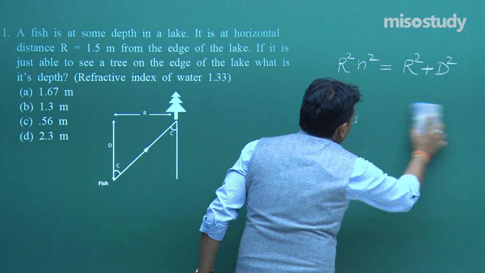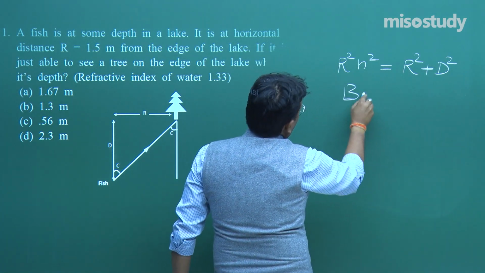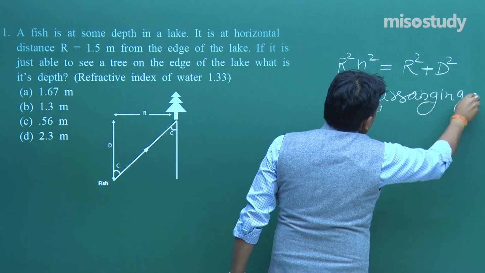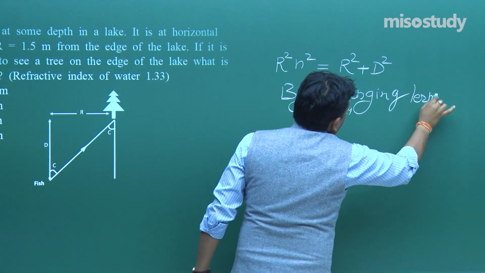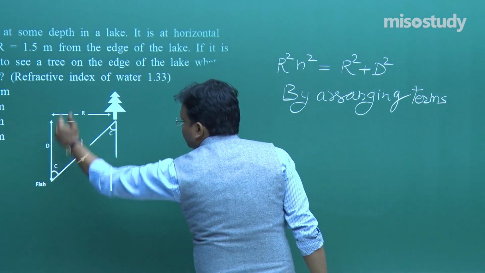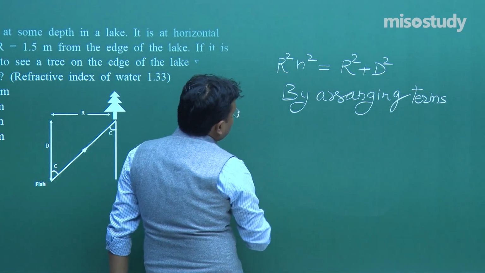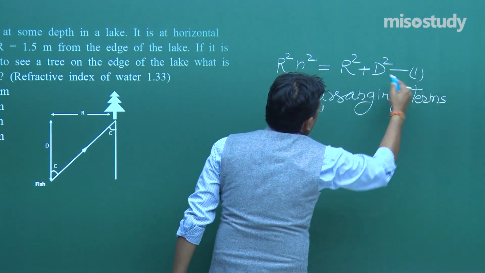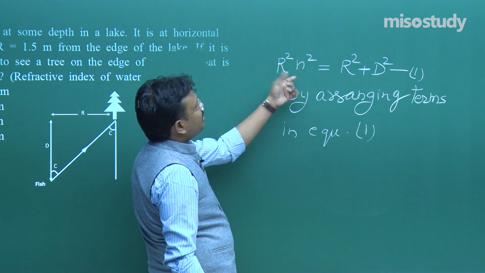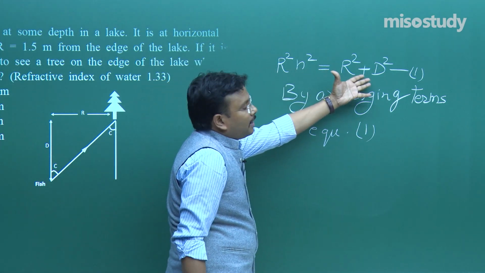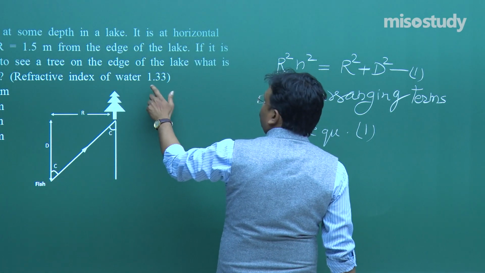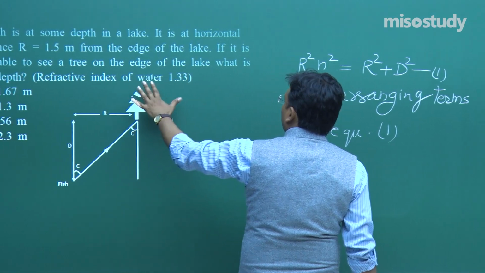So, let me write down finally, by arranging terms, fine. Ultimately, we have to find the value of d, this depth, the apparent depth. So, by arranging terms, let us say in equation 1, arranging means putting the r term together and the n term differently. And please do not forget, the value of n is 1.33, given in this particular question.